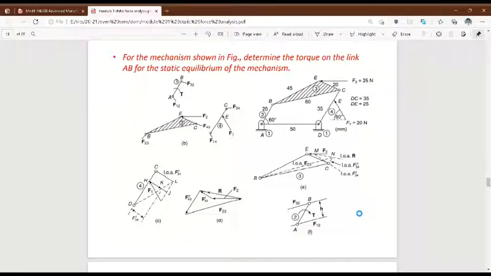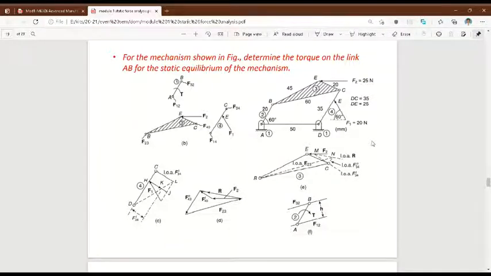In the previous classes, we have solved several problems: one from the slider crank mechanism, one from the four-bar chain mechanism, and one from the quick return mechanism. Now we are going to solve one more problem.